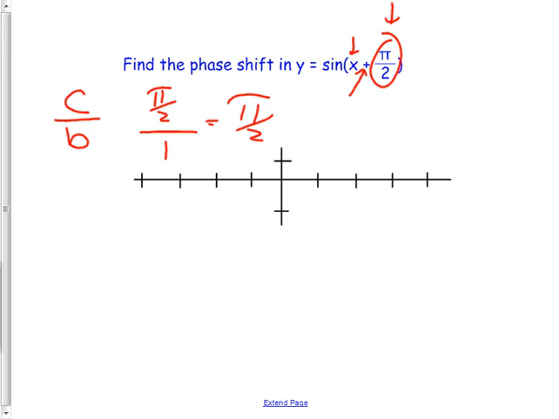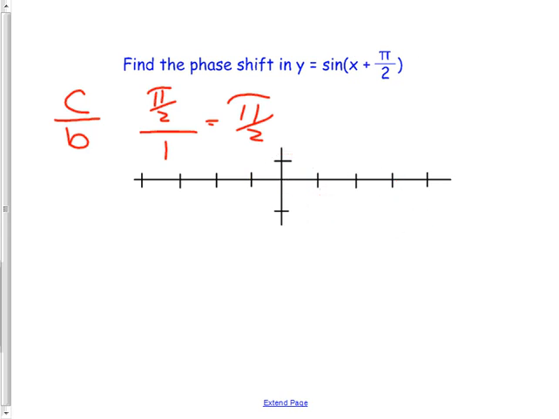So my whole sine graph, which would normally look like this, should go to the left pi over 2. Now, how far is a pi over 2? Pi over 2 is this spot. So that means from here to here is pi over 2. So I'm going to shift this thing 1 notch. There we go. All right, now, do you notice what just happened there? We just got cosine. Very good.